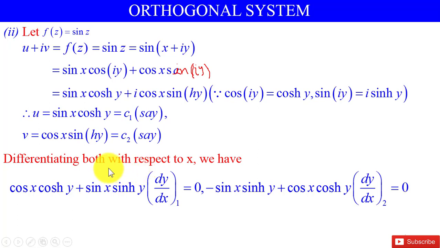Differentiating both with respect to x, we have cos x cosh y + sin x sinh y dy/dx = 0 for this, and -sin x sinh y + cos x cosh y dy/dx = 0 for the second curve.